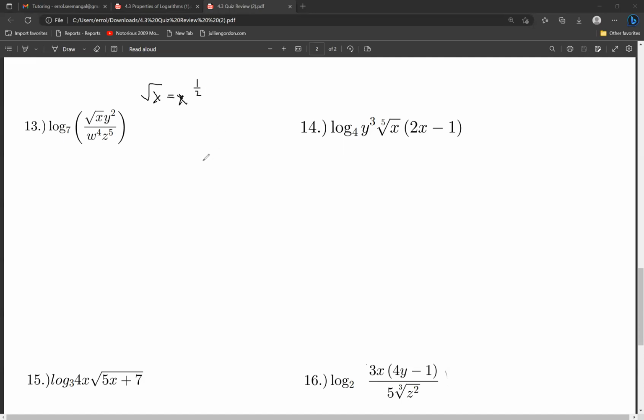Y to y squared. Okay, so what do you want me to write? Log 7. What was this one? Log, no, I put 7 log. Is that correct? No, it's not 7 log 7. Okay. Log 7 x to the half. That's the first one. Now what's next?